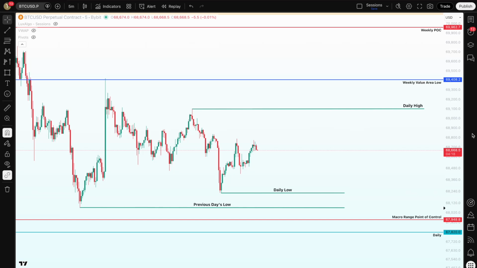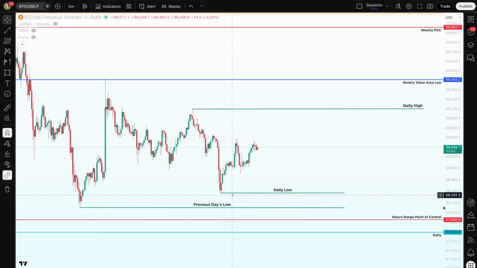Now, as you can see on my chart, there are 7 different levels which are very important for me, and those ones are like this. We have the daily high, we have the weekly value area low, we have the weekly point of control to the upside. To the downside, we have the daily low, previous day's low, macro range point of control, and the daily level at 67,820.